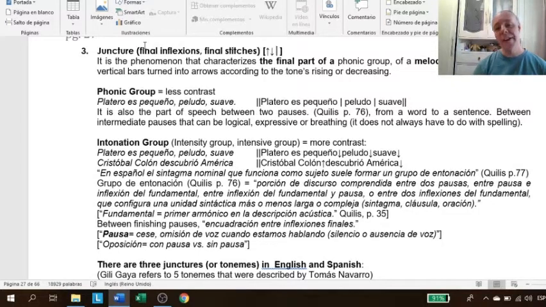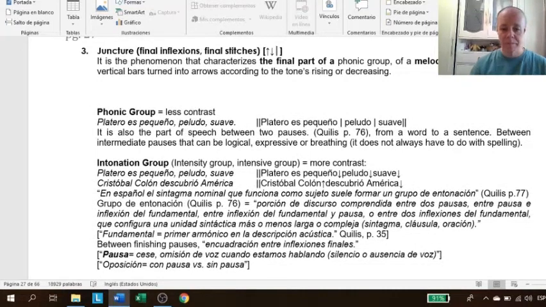So if it is the final part, where in the transcription should it go? At the end of the transcription then. Okay, very good. And it says represented by vertical bars. Here you have a vertical bar here, turned into arrows here and here according to the tones rising or decreasing. All right.